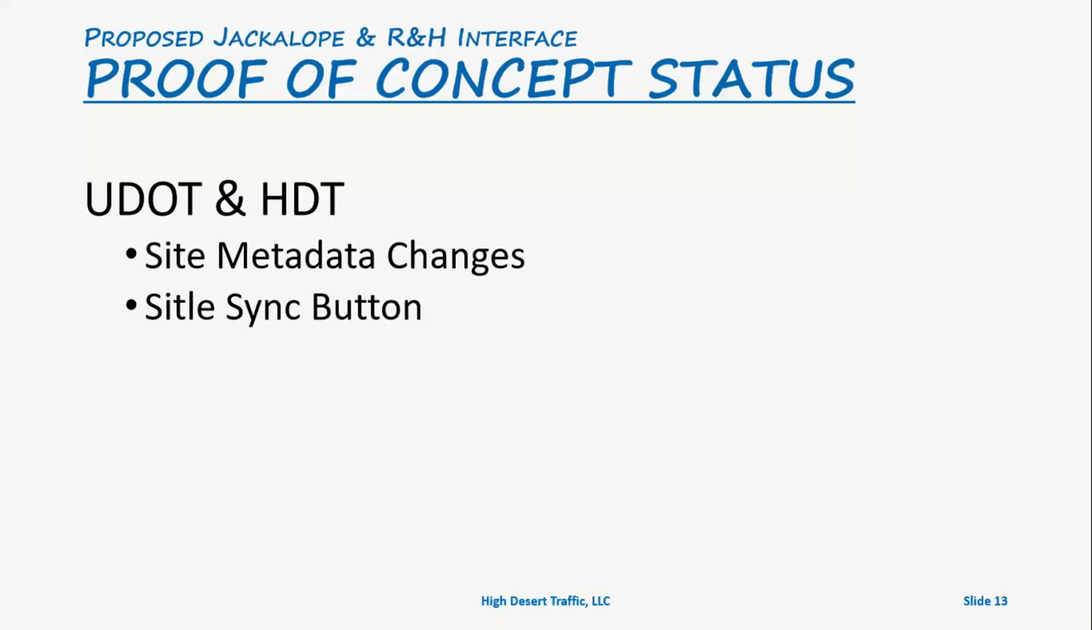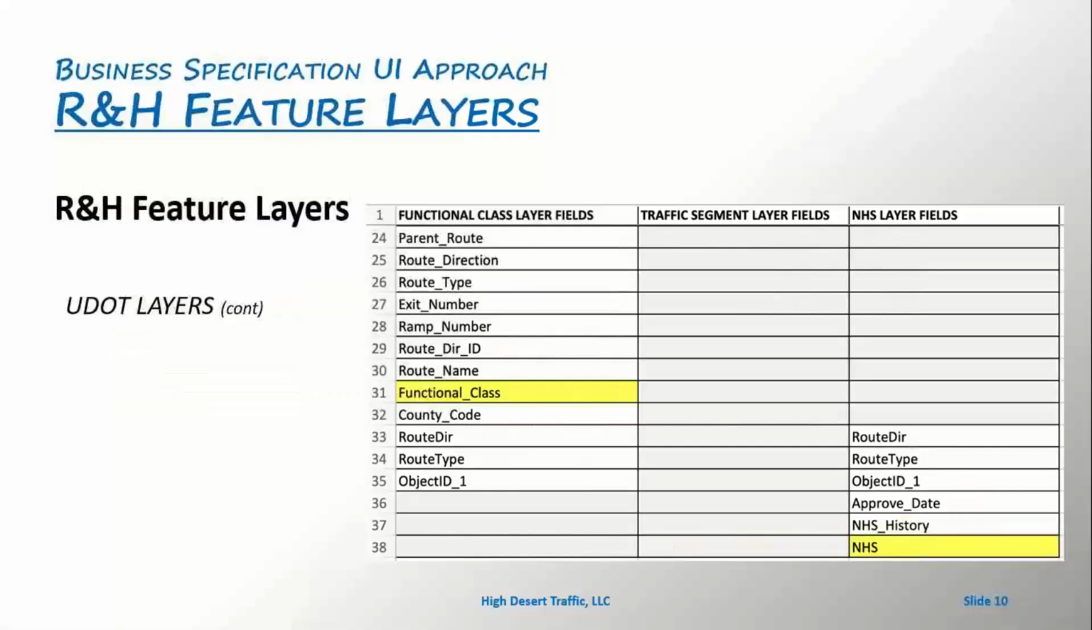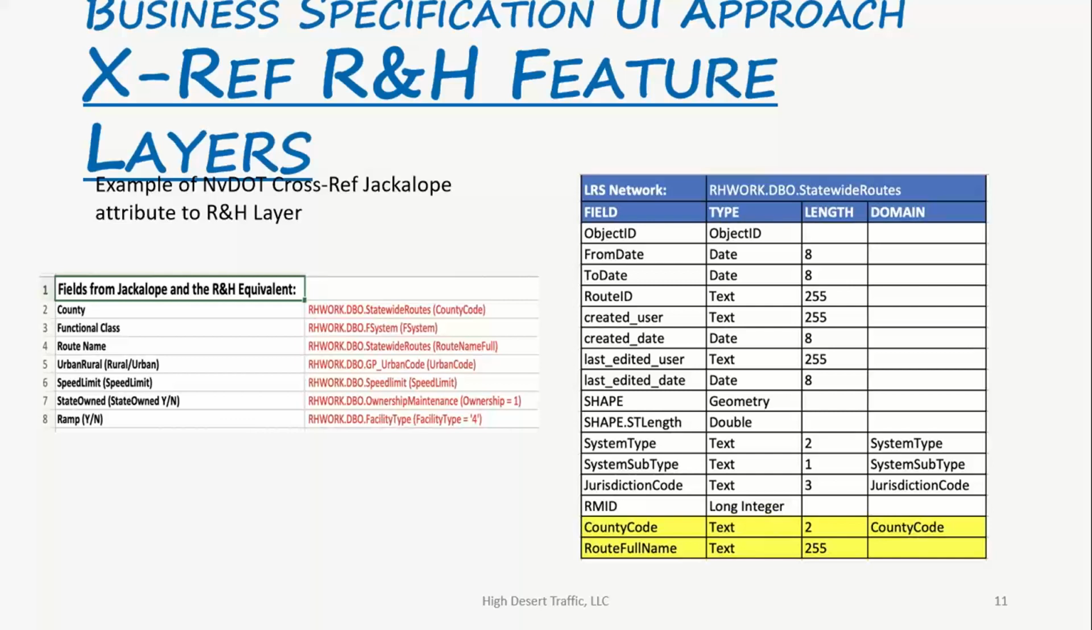A couple slides ago, I think Susie was talking to the one, Drew, right here. The cross, go back to the one before. Yep, this cross-reference here. So the ability to say, okay, county in Jackalope refers to rhwork.dbo.statewide routes.county code. That information was part of what we wanted to have in the proof of concept so that we could make it work seamlessly and get that done. And I'm going to talk to you about how that works in a second.